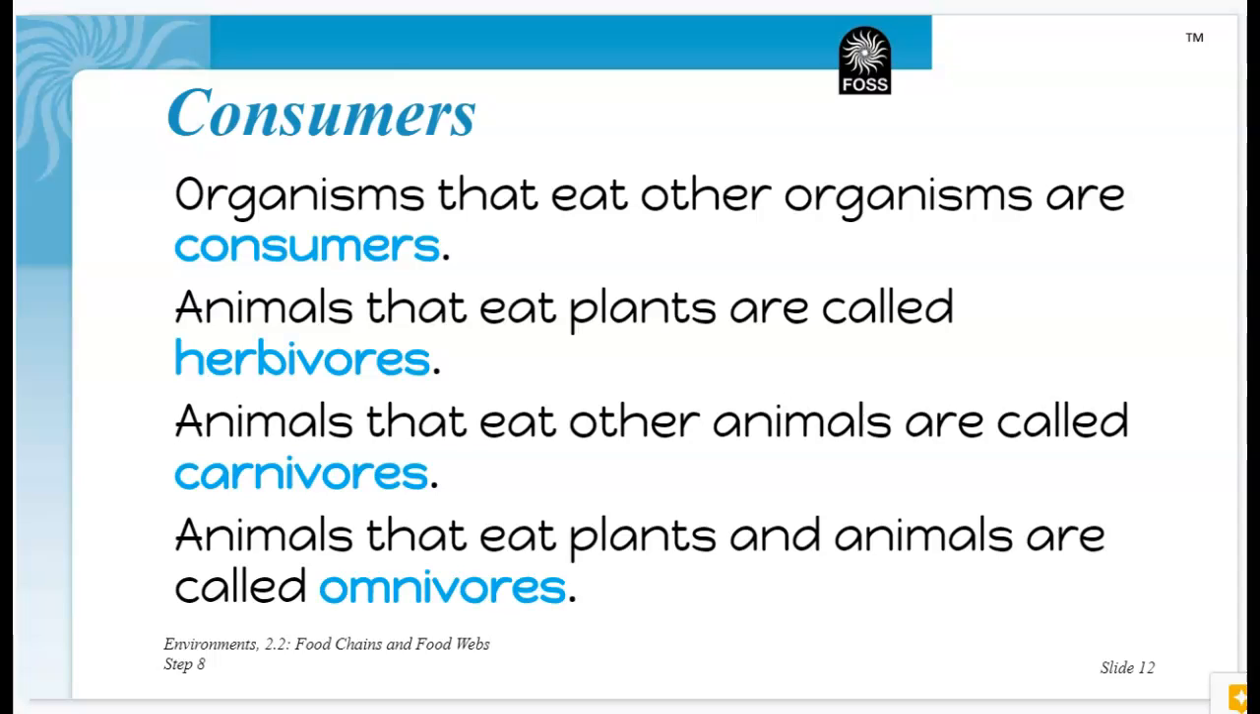First one is, organisms that eat other organisms are called consumers. Animals that eat plants are called herbivores. Animals that eat other animals are called carnivores. Animals that eat plants and animals are called omnivores.